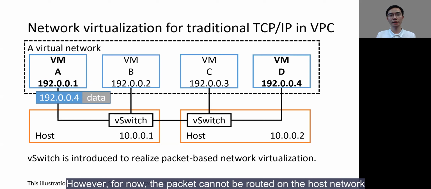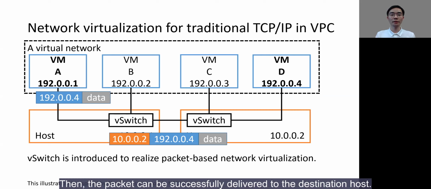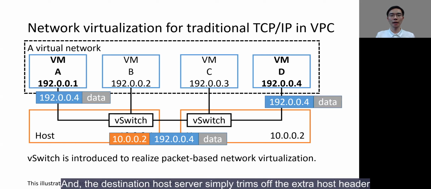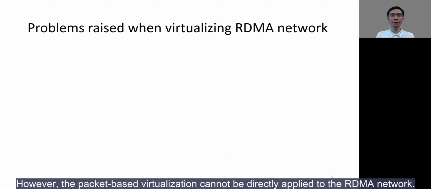However, for now, the packet cannot be routed on the host network because the host network cannot understand the virtual IP address. So the virtual switch will encapsulate the packet with the host destination IP address. Then the packet can be successfully delivered to the destination host. And the destination host server simply trims off the host header and delivers this packet to virtual machine D. However, the packet-based virtualization cannot be directly applied to the RDMA network.